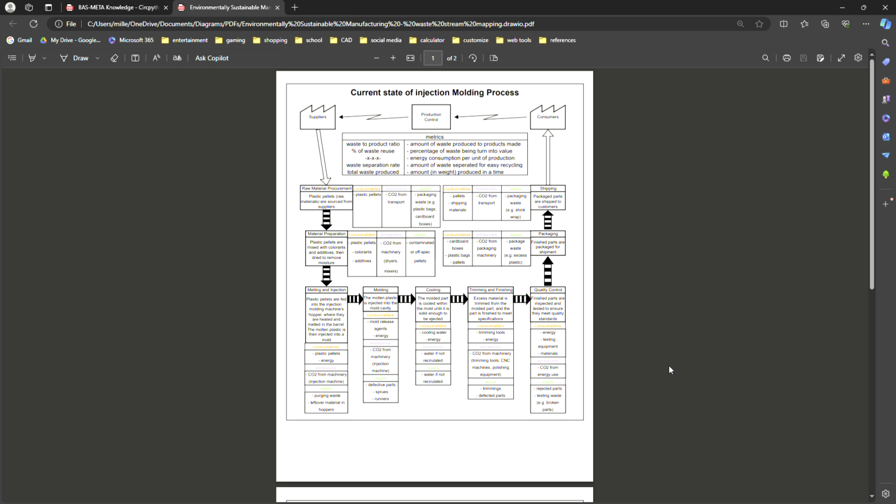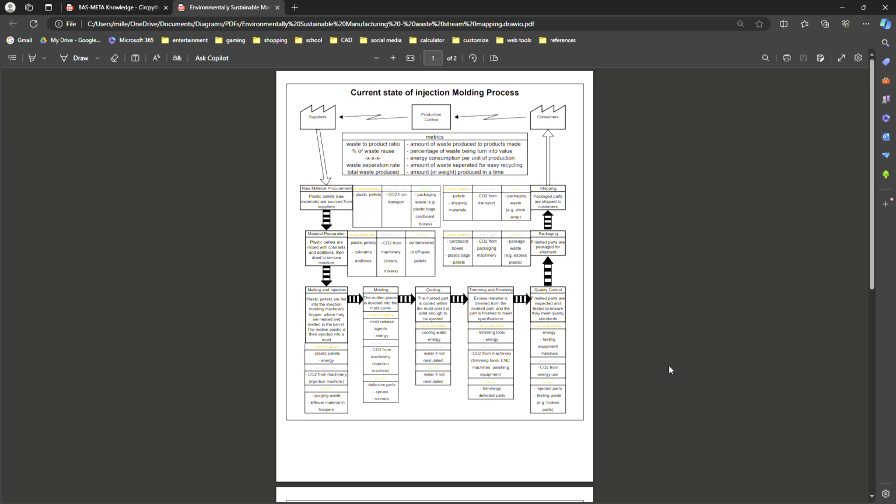Next is packaging, which is packaging the products, and this consumes cardboard boxes, plastic bags, and pallets, and produces CO2 from the packaging machinery. And waste are packaging waste, as in using excess plastics. And next is shipping, which is shipping the products to customers, which consumes pallets, shipping materials, and produces CO2 from transportation, and packaging waste, as in shrink wrap.